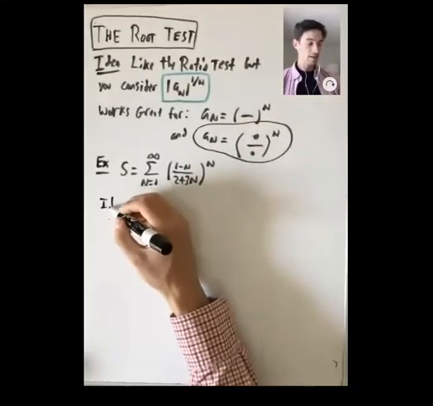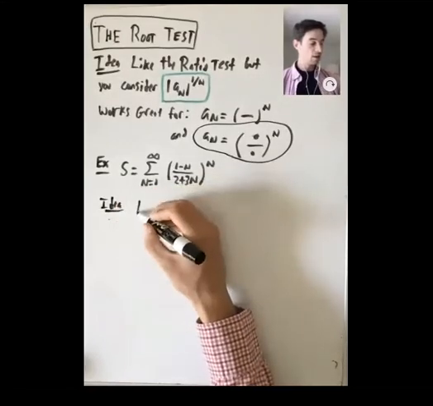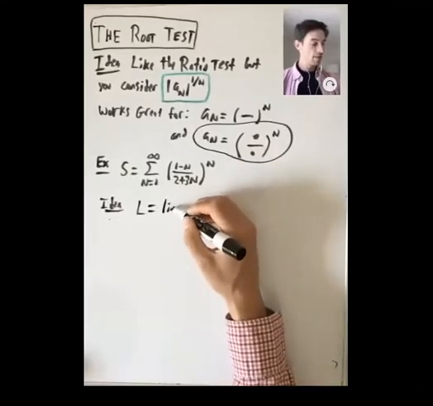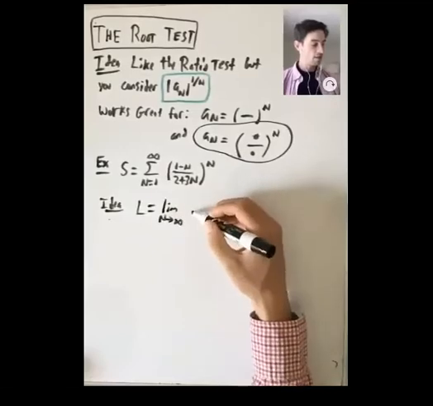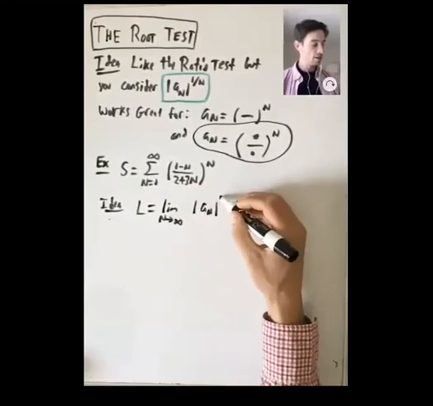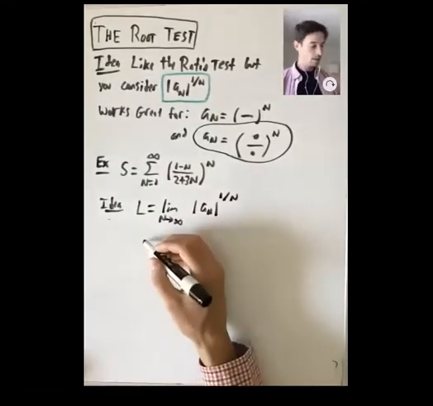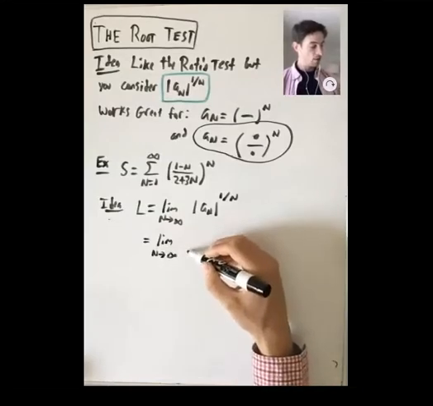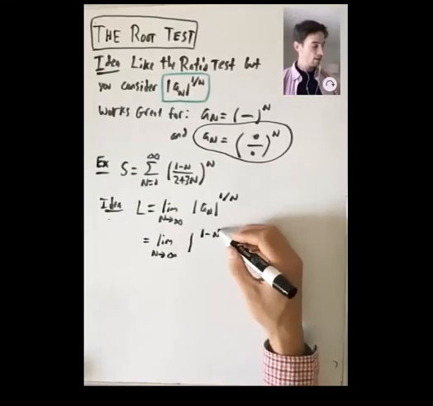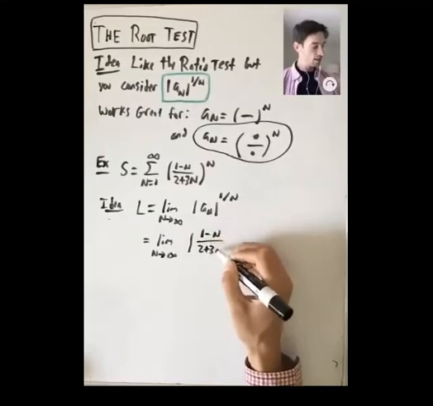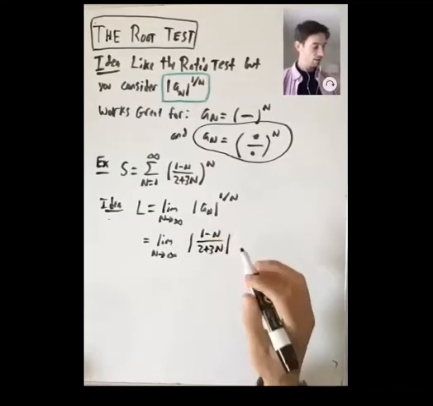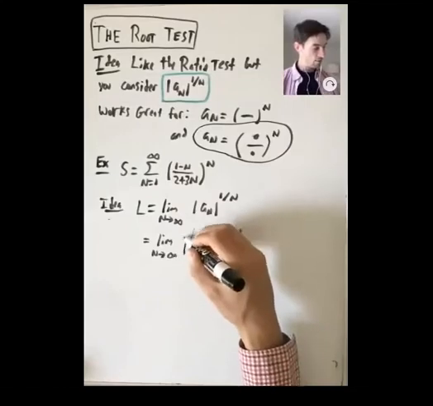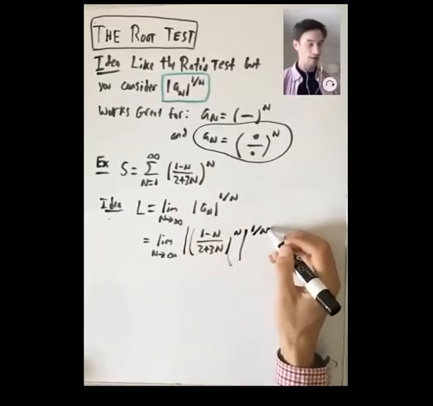And the idea, before telling you exactly what the root test says, is let's look at L, which will be the limit as n goes to infinity of absolute value of a_n to the 1 over n. Well, what is that? It's a limit as n goes to infinity of, what is absolute value of a_n? It's 1 minus n over 2 plus 3n, this whole thing raised to the n first. Now we put in this absolute value, and we get a 1 over n.